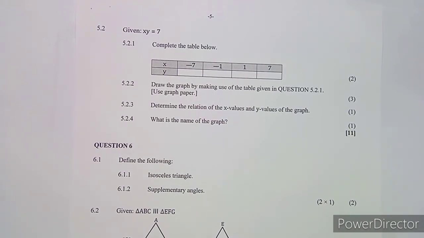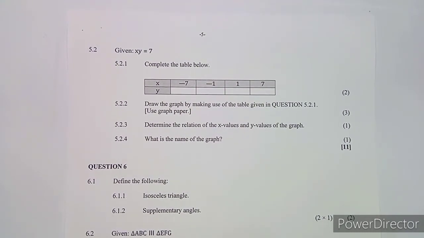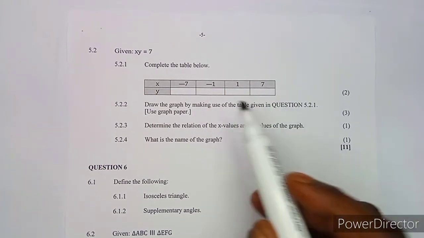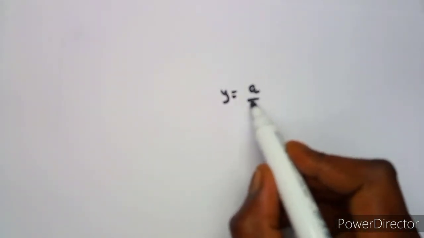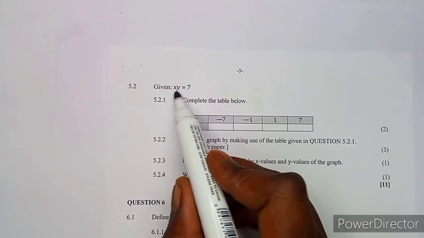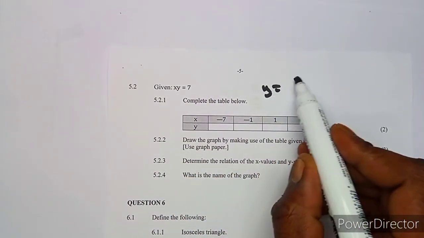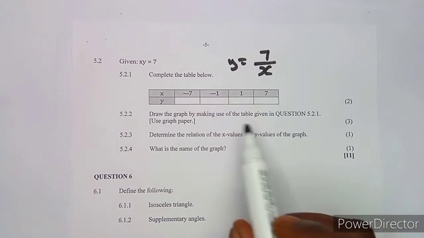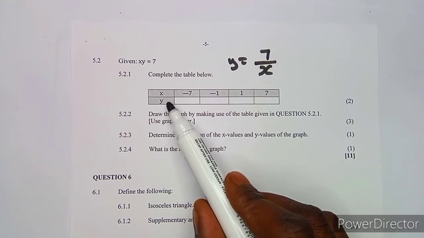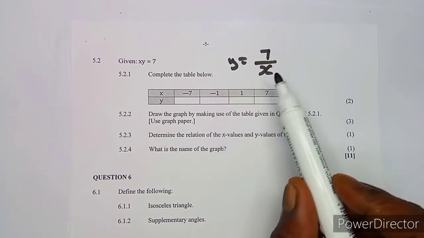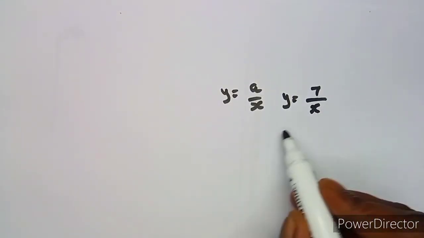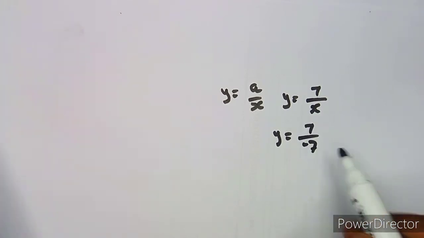All right, so here on question 5.2, we are given xy is equivalent to 7. Complete the table. So actually this is supposed to be, remember the format of a hyperbola, y is equal to a over x. So actually you have to divide there by x, so it's y is equal to 7 over x, like that. So at least now we can complete the table by just substituting here, because you've got the values of x, minus 7, minus 1, so you substitute here minus 1, so it's y is equal to 7 over x.